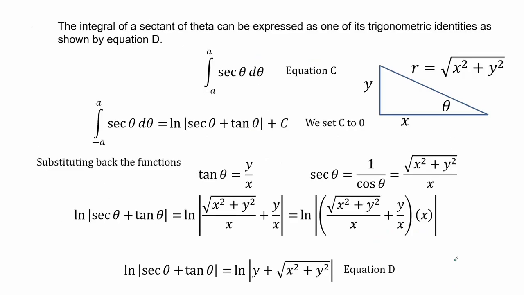The integral of a secant of theta can be expressed as one of its trigonometric identities, as shown by equation D. We then manipulate the equation and arrive at the function D, which we will evaluate from a to negative a.